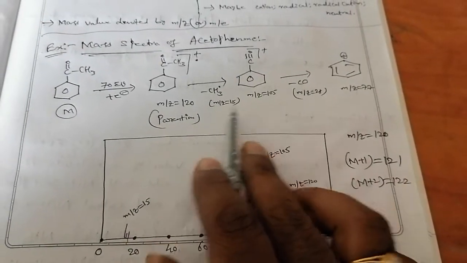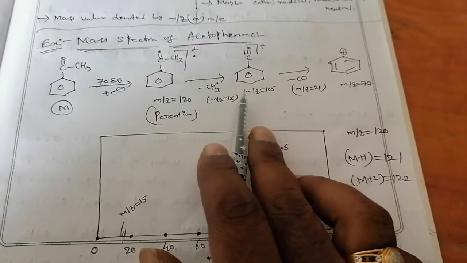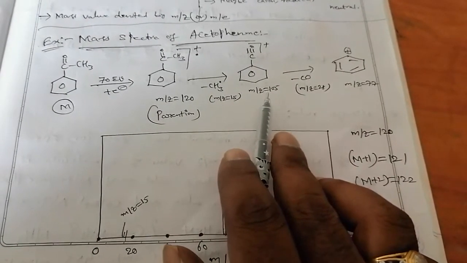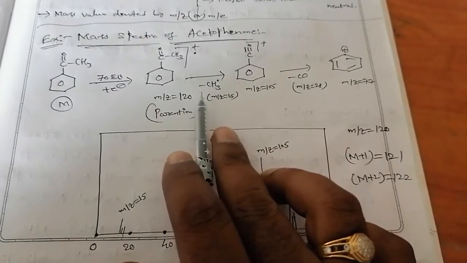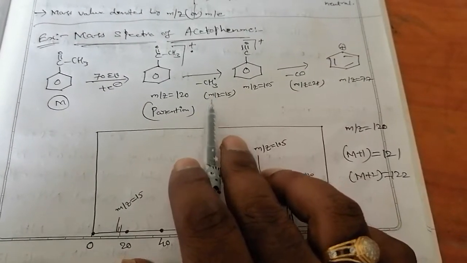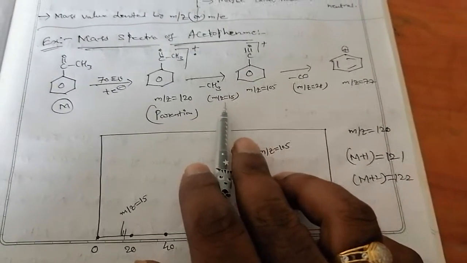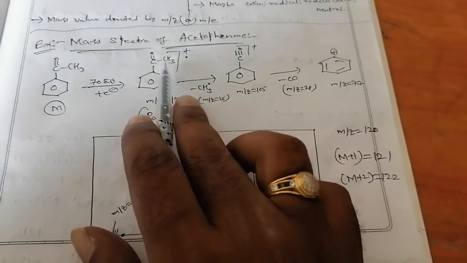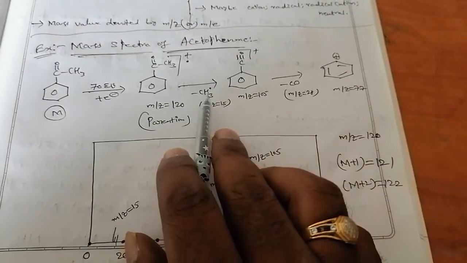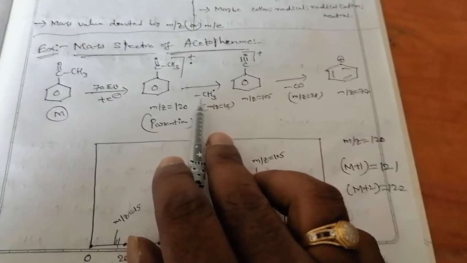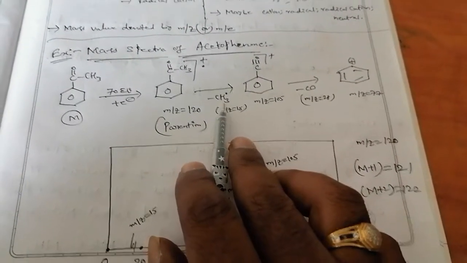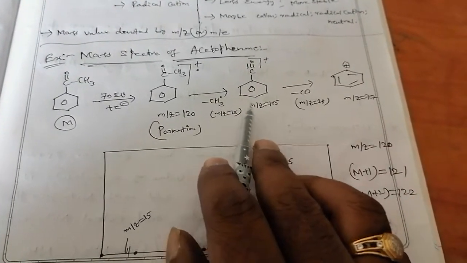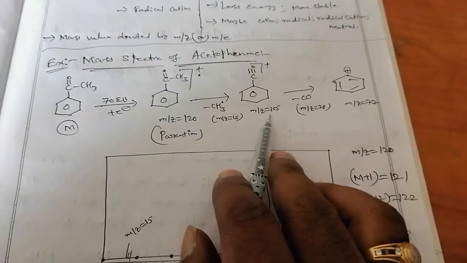Then it is one more fragmented ion, that is only a cation, with m/z value 105, and one more fragment eliminated, that is a CH3 radical, with m/z 15. How are we writing this 15? In this total 120 I removed CH3. CH3 means hydrogens are 3 and carbon is 12, so the total molecular weight is 15. So I removed 15, m/z 15. So the leftover value is 105. Okay, m/z is 105.